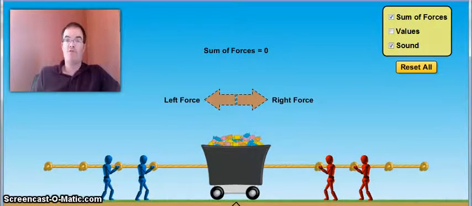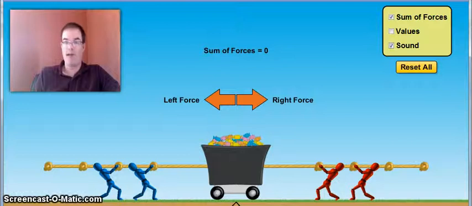If I allow these two blue kids here to pull against the two red kids, nothing's going to happen. The net force is 0. And we have what's called static equilibrium. Take a break, kids. Take a break.